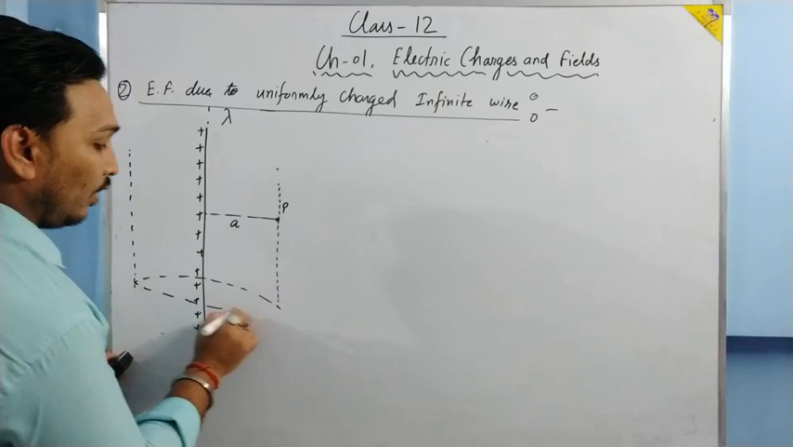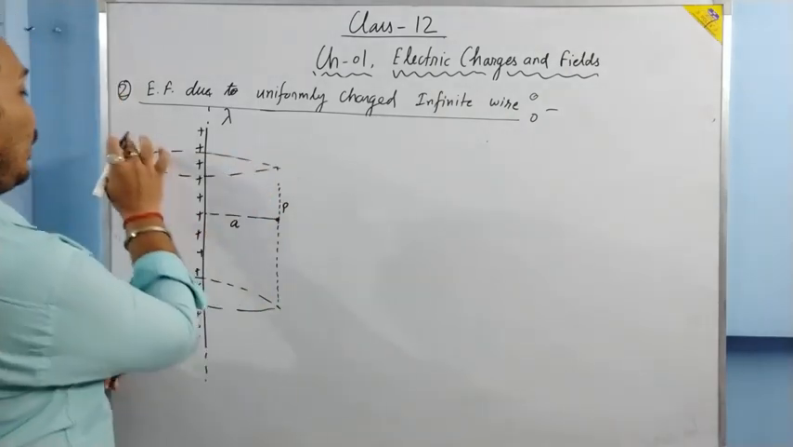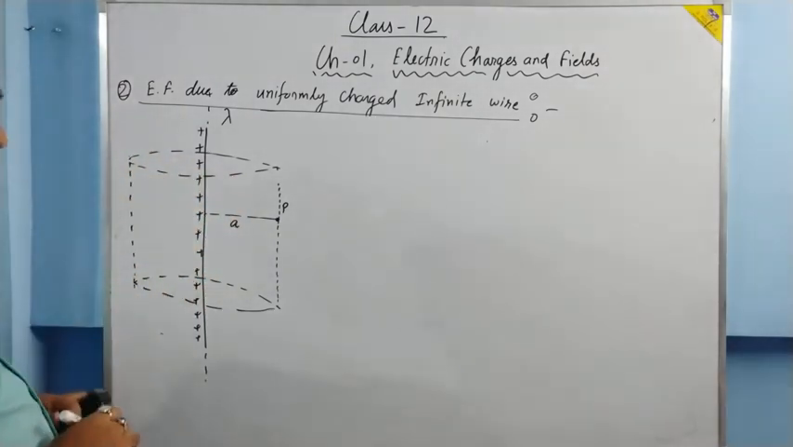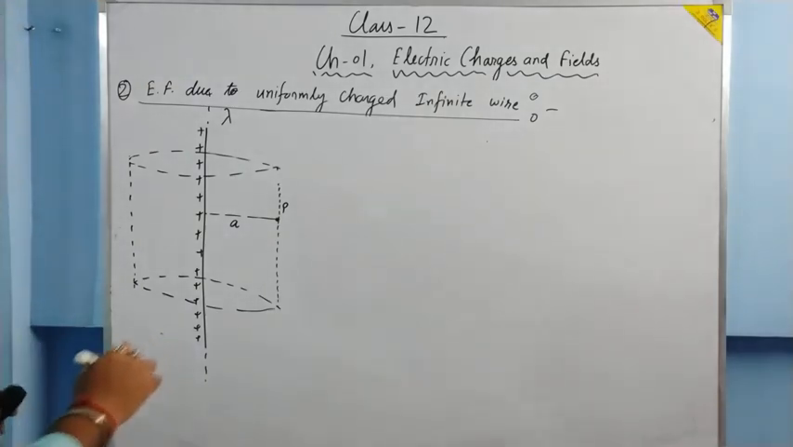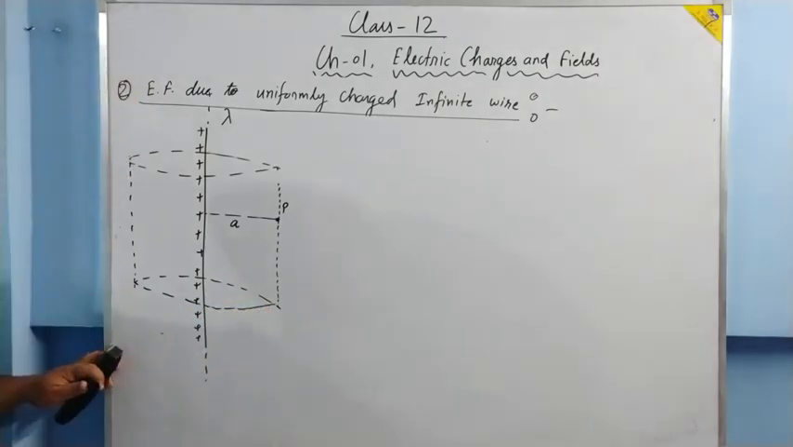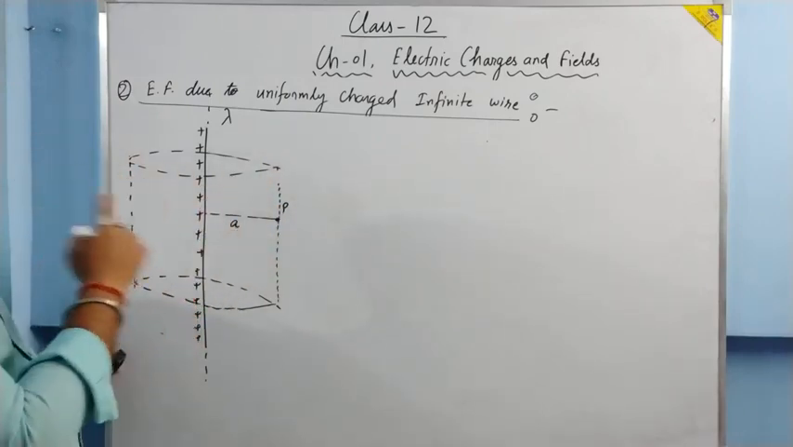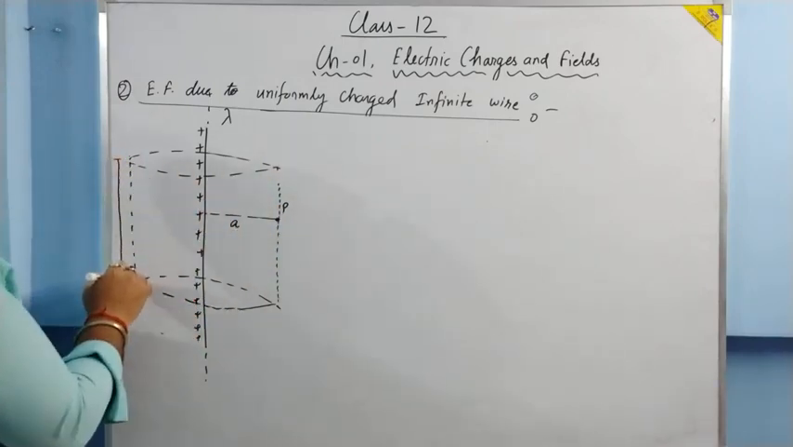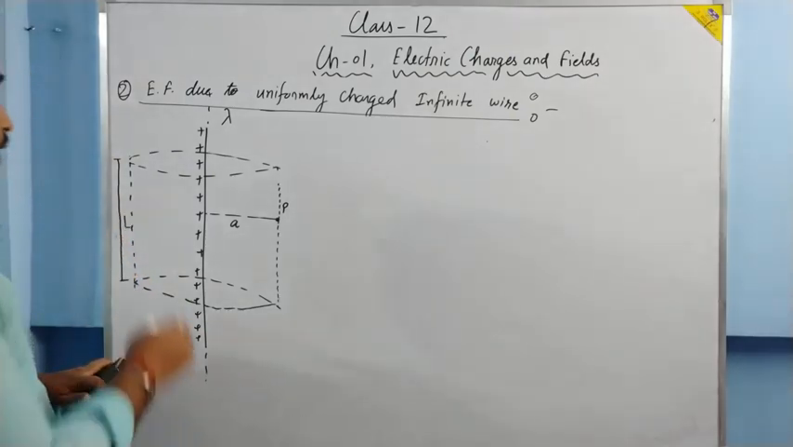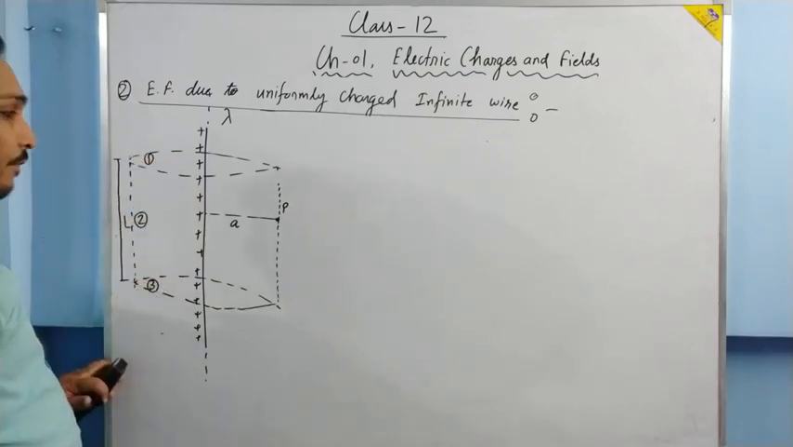There is a cylindrical Gaussian surface we have taken like this. The radius of the cylinder is obviously A, and it has two flat surfaces, one above and one at the bottom, and one curved surface, right? Let the length of the cylinder be capital L. Suppose this surface is 1, this surface is 2, and this surface is 3.